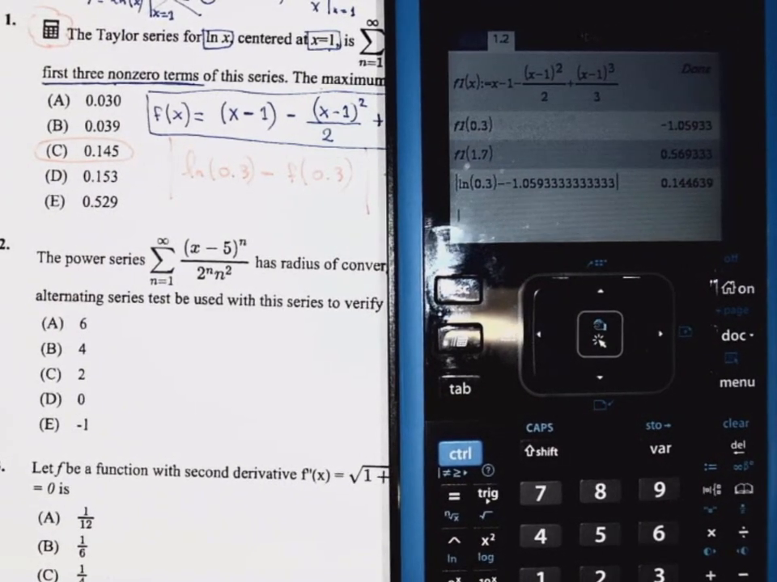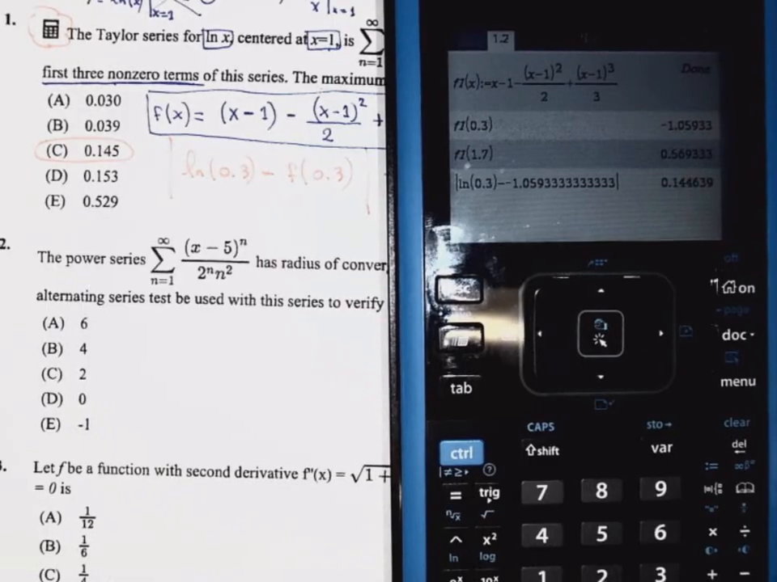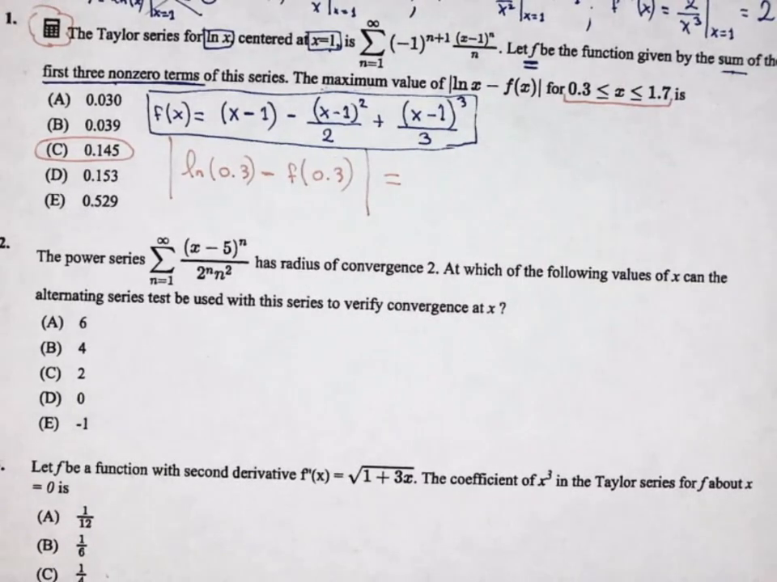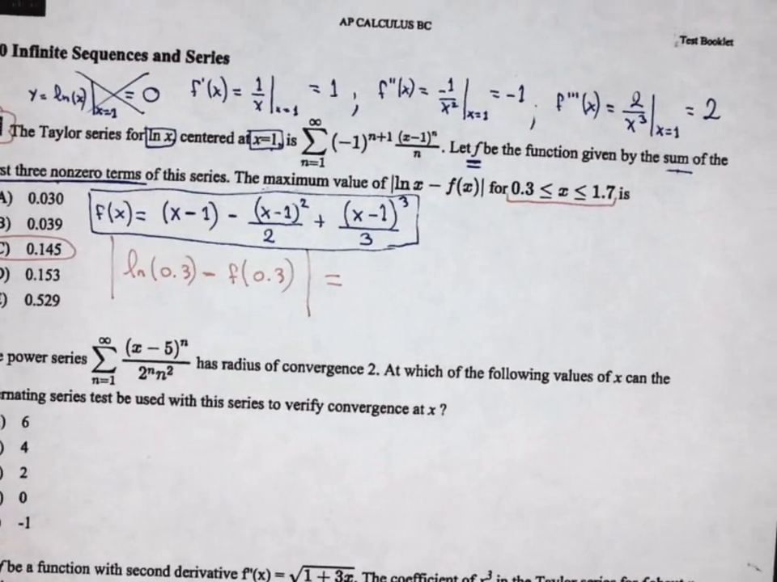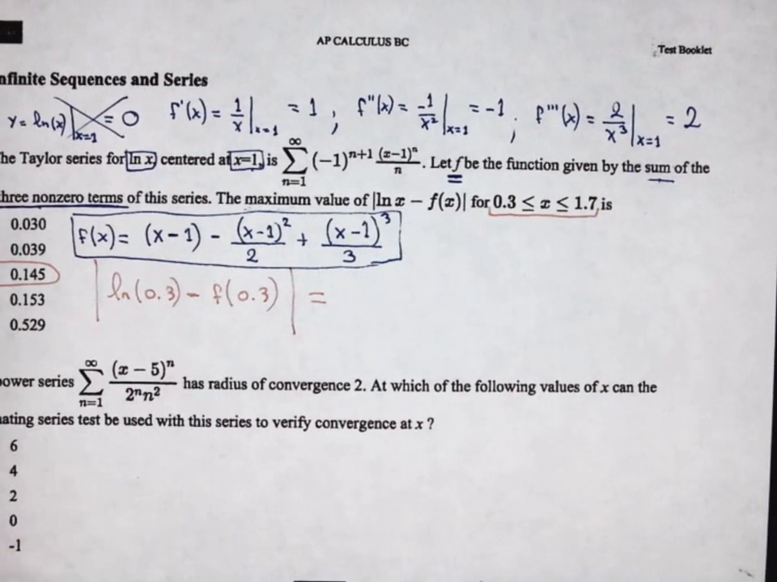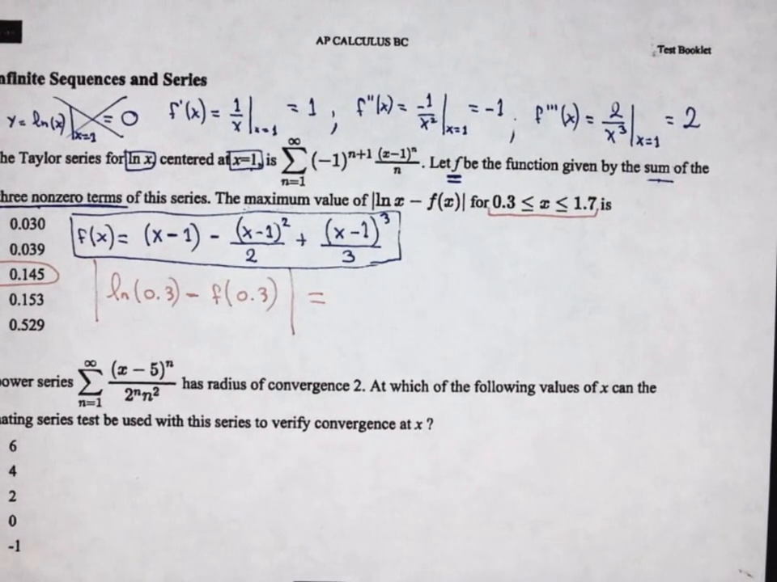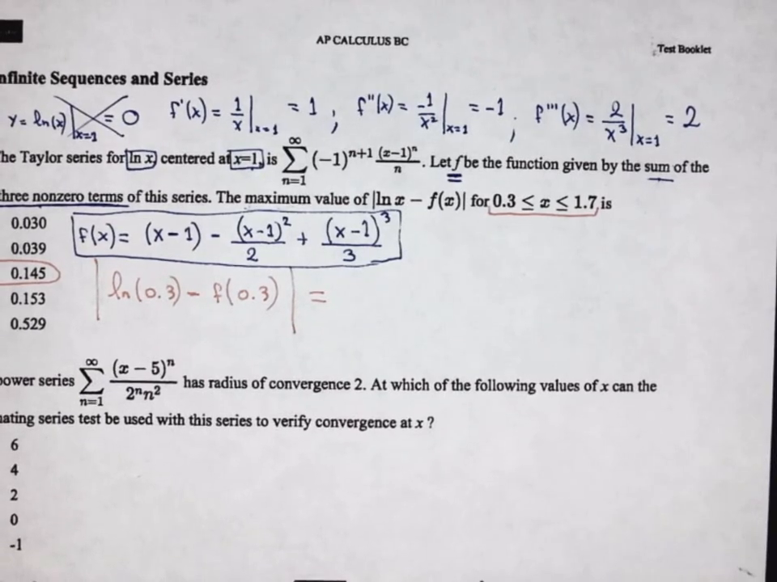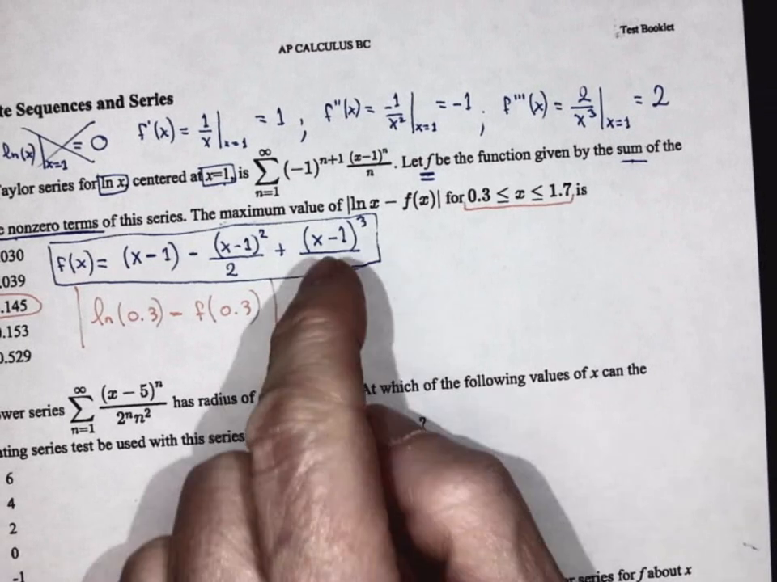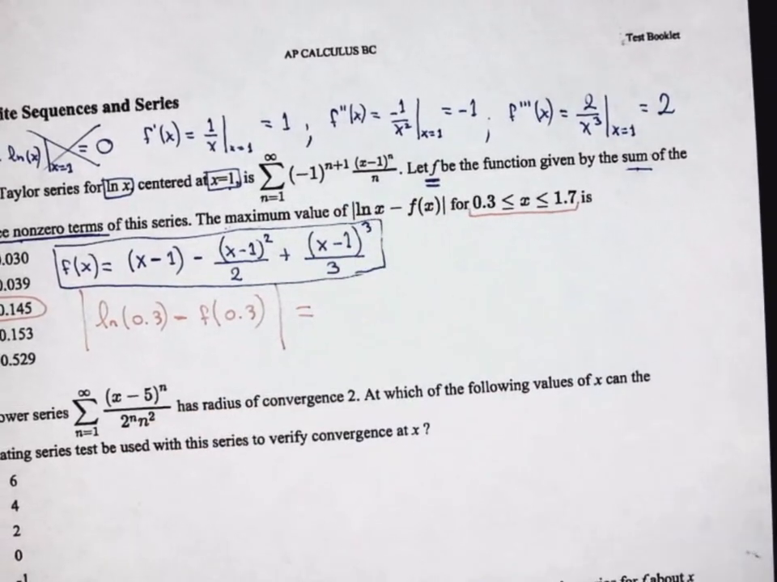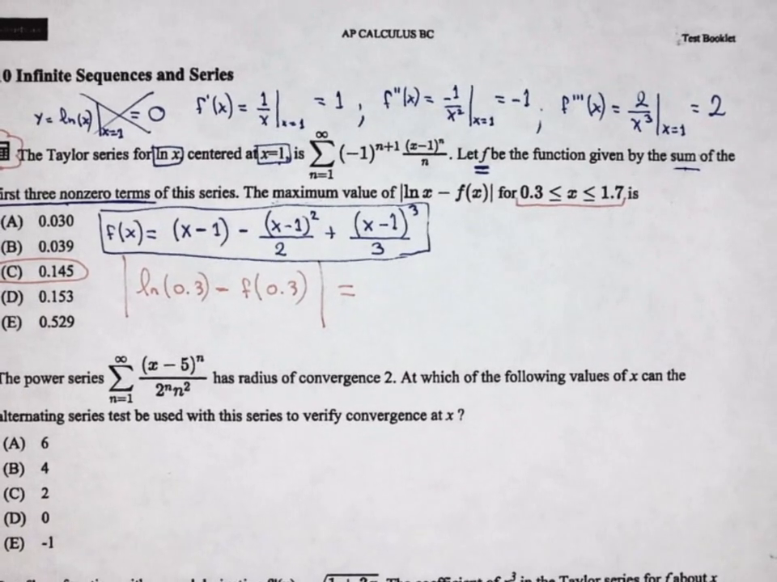So this was a doozy of a problem for really not a big deal. It was just writing your Taylor polynomial centered at 1 with the first 3 non-zero terms, and then figuring out which endpoint gives you the largest value for this difference. That's all it was. A problem that tripped us all, but that's really not that much of a big deal.